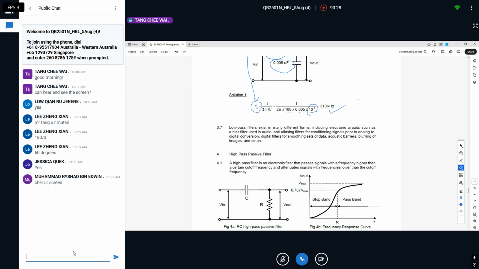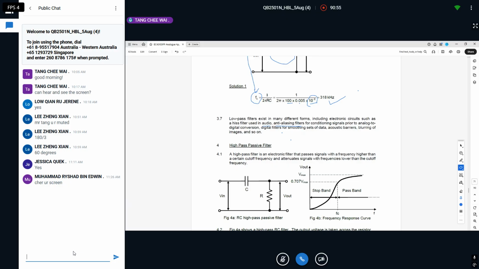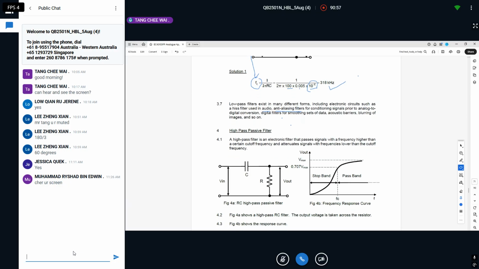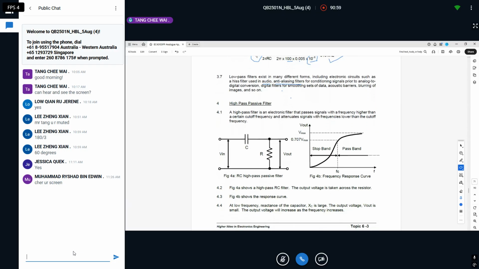For the low pass filter, what are the applications here? Filters used in audio, anti-aliasing filter, and conditioning prior to analog to digital conversion. These are all applications of filters. If there is no question, we move on to the next one. We have done the low pass.